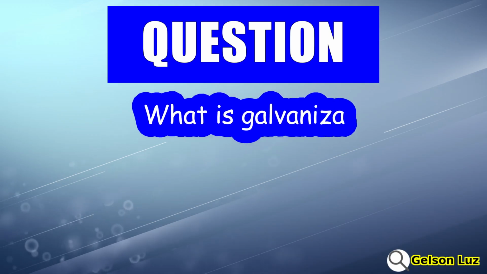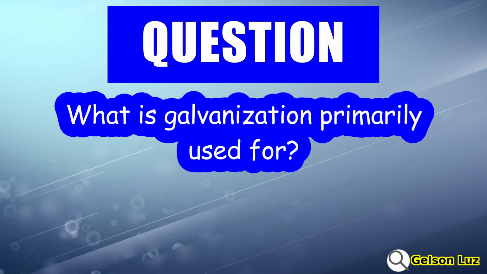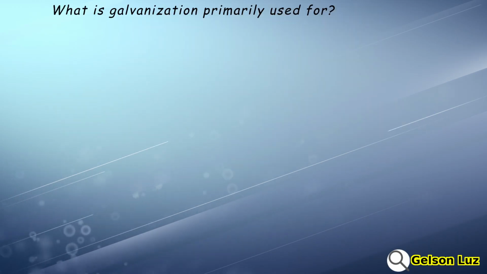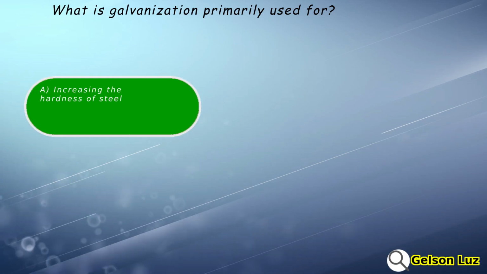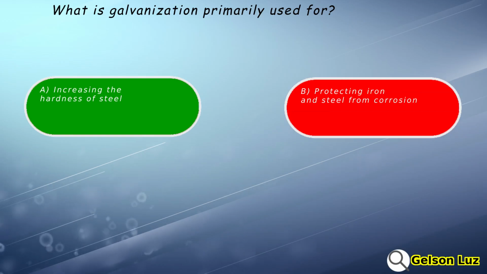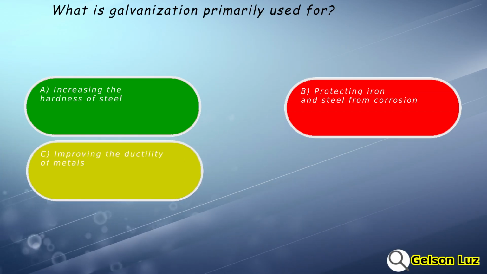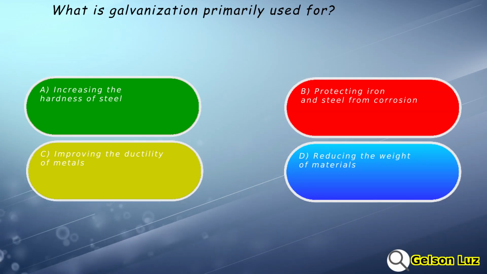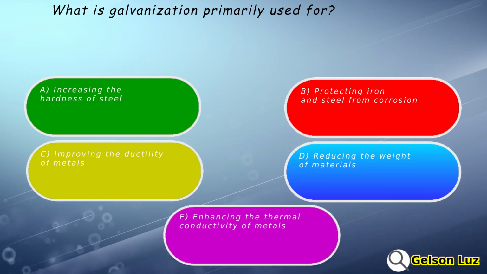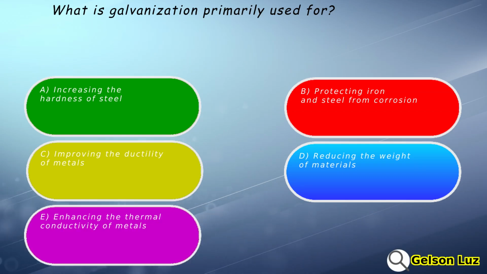What is galvanization primarily used for? A. Increasing the hardness of steel. B. Protecting iron and steel from corrosion. C. Improving the ductility of metals. D. Reducing the weight of materials. E. Enhancing the thermal conductivity of metals.